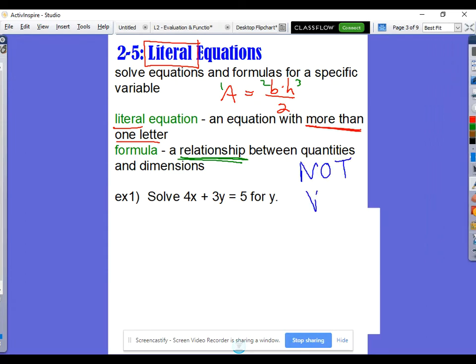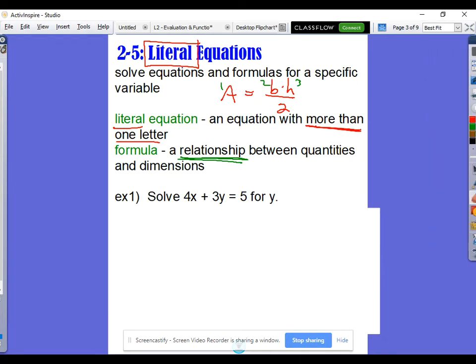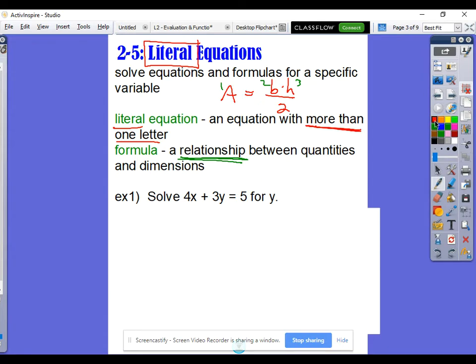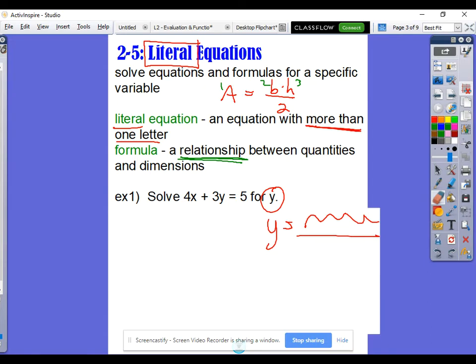you will not be getting nice, clean answers like x equals 2 today. You will not be getting clean x equals 2, y equals 7, none of that. That is not going to be the outcome today. What you will be ending up with, like in this case, we're asking you to solve for y, you will be ending up with y equals a whole bunch of mess, lots of different numbers and a letter as well. So be comfortable with the fact that you're not going to get just one clean answer and be done with it.